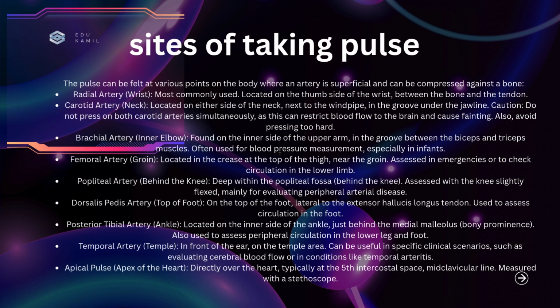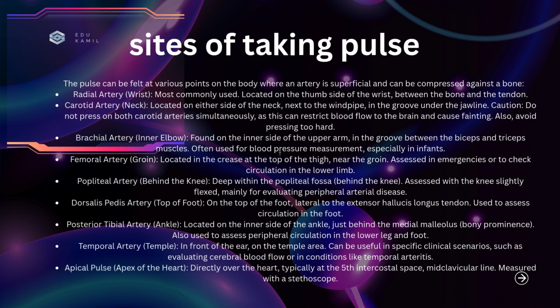Caution: do not press on both carotid arteries simultaneously, as this can restrict blood flow to the brain and cause fainting. Also, avoid pressing too hard. Brachial artery, inner elbow, found on the inner side of the upper arm, in the groove between the biceps and triceps muscles. Often used for blood pressure measurement, especially in infants.